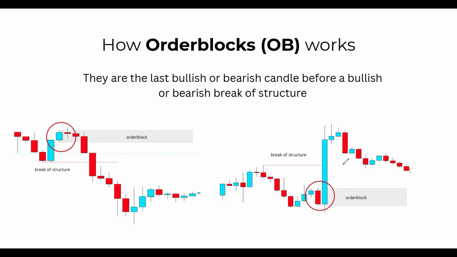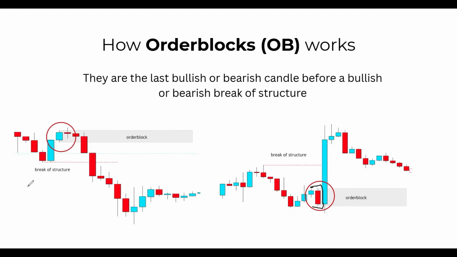Now, an example of a bullish order block is where you have the last bearish candle before a bullish break of structure. In this example, you can see we have the break of structure here. This is the most recent high. Then we have a low here, right? So what happens is price breaks above this structure, as you can see, as a break of structure. What was the last bearish candle before a bullish break of structure? This is the last bearish candle here.